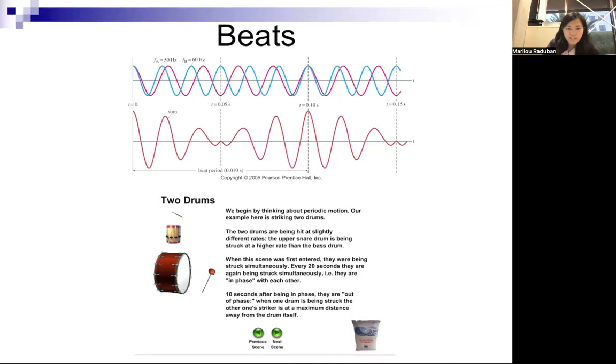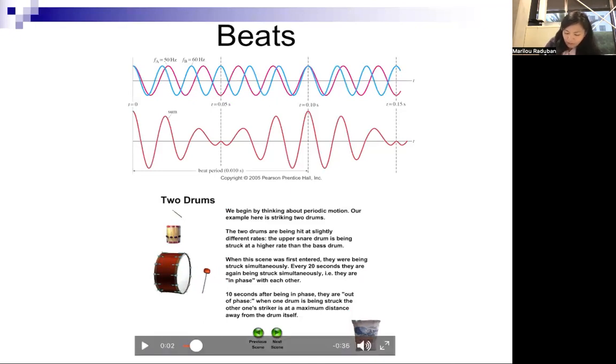They're in sync at this point, and then they become out of sync again. If we represent the beating of these two drums as sinusoidal waves here, they're starting out of sync, and at some point they are completely out of sync.